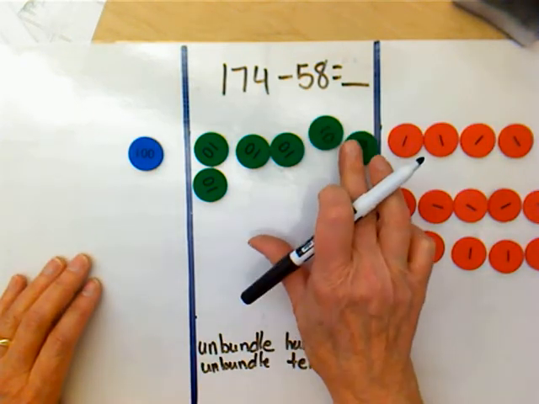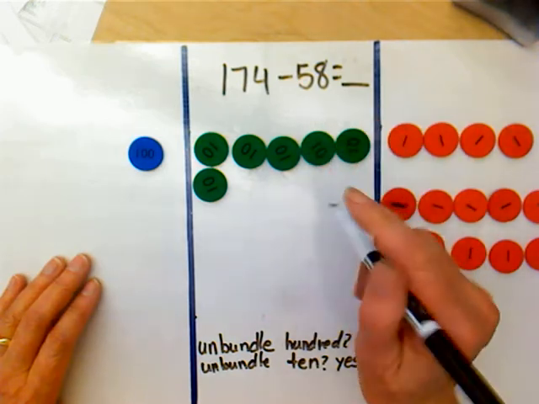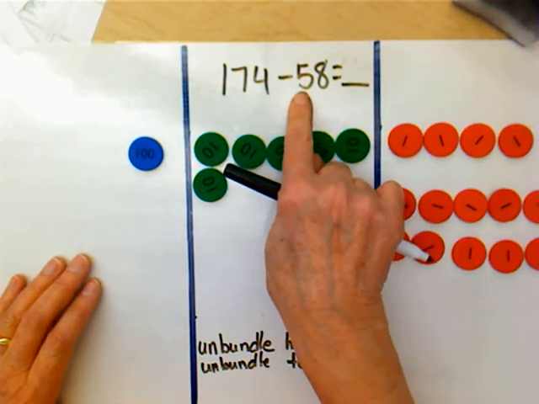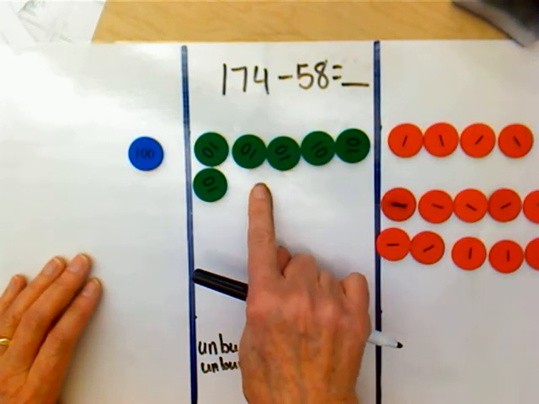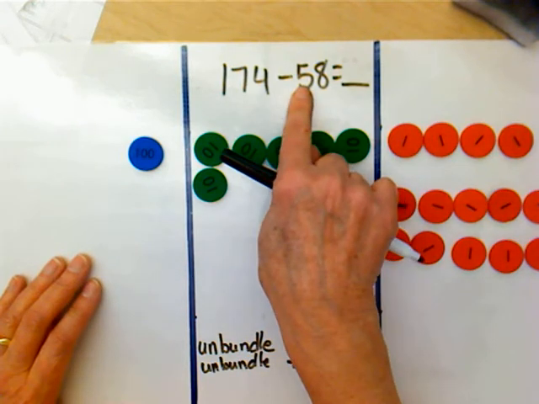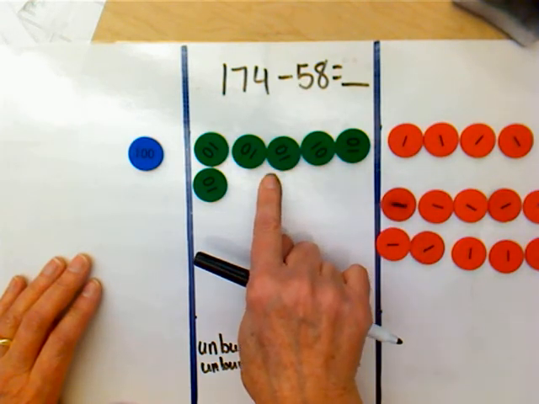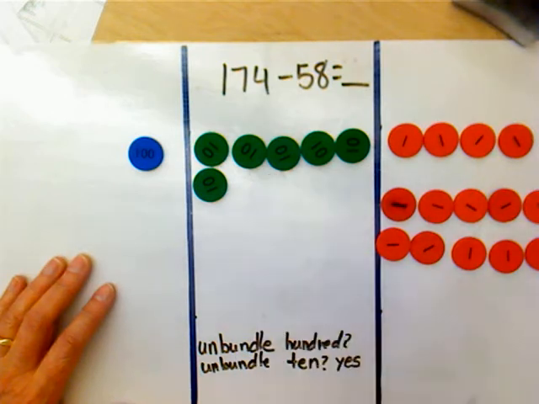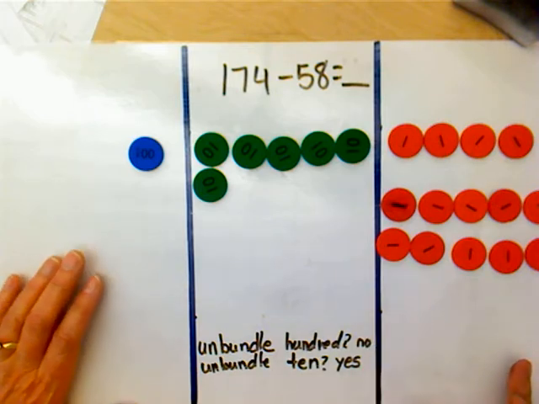And I'm going to come over to my tens and ask the same question. Can I take 5 tens from 6 tens? Because now I have 6 tens left here. And the answer to that question is yes. So do I need to unbundle 100? Nope, I'm not going to be unbundling 100 because I have enough tens to be able to do that.